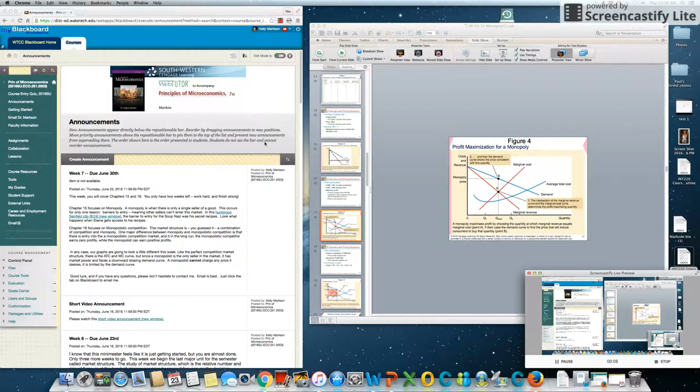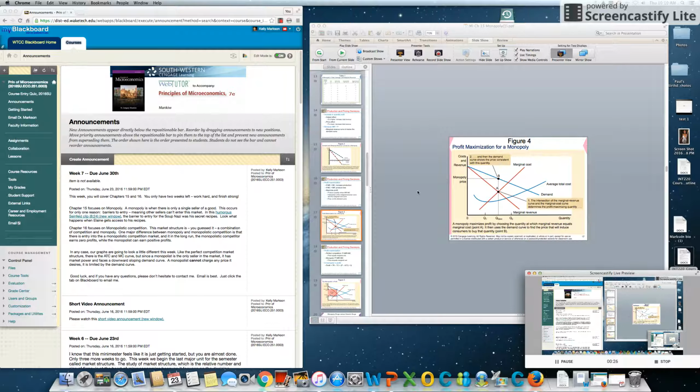You're almost done. This week, you're going to be focusing on monopoly and monopolistic competition. So, in chapter 15, you have monopoly. I just wanted to bring your attention to the fact that the graphs are a little bit different this week.